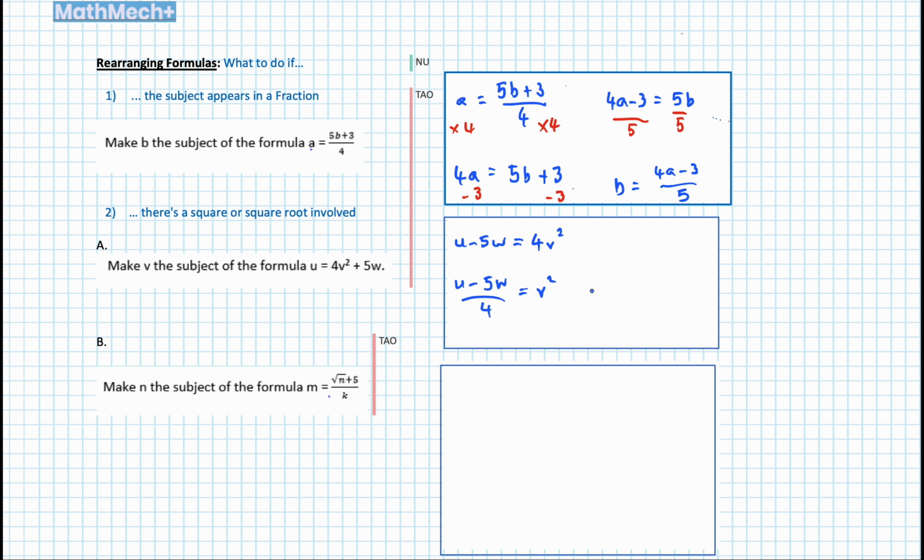And then this last little part, we have a square, which we have to leave to last, because it would have affected the 4 as well, in some way. So we end up with v, I'll switch it again if you don't mind, and we have a root of u minus 5w over 4.